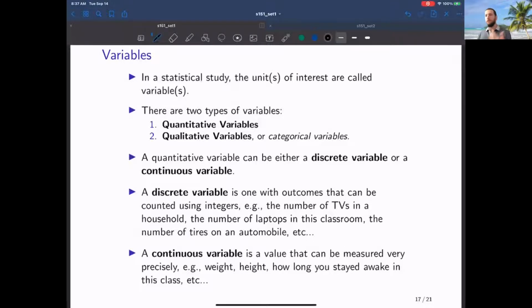All right, so first of all, what is a variable? Very simply, the variable is the value, or the unit, that we are actually studying in a particular experiment. So it describes the outcome of interest to us.